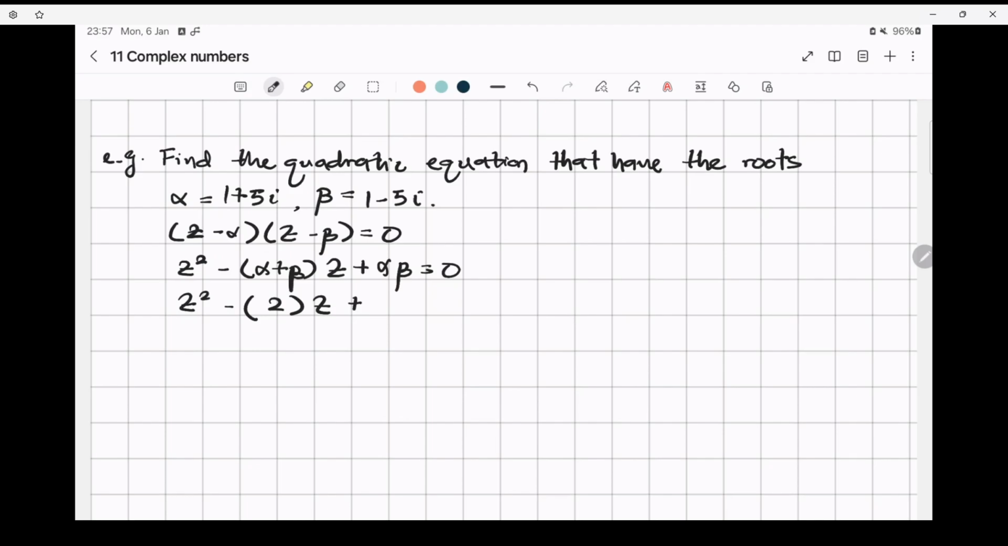And you notice that beta is actually the conjugate of alpha. So if you perform the multiplication, you know this will be equal to 1 plus 5 squared, which is 26. Therefore, your quadratic equation will be z squared minus 2z plus 26 equals 0.